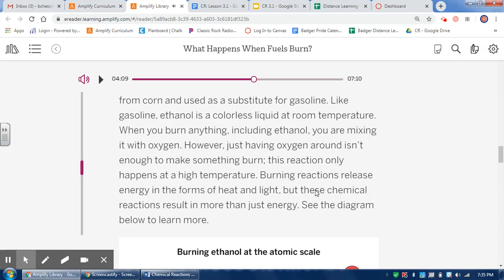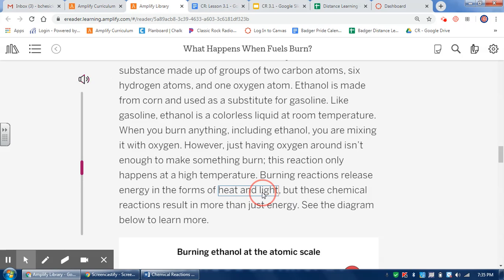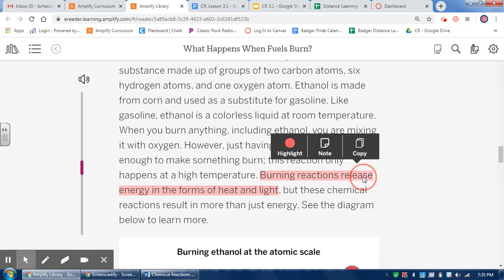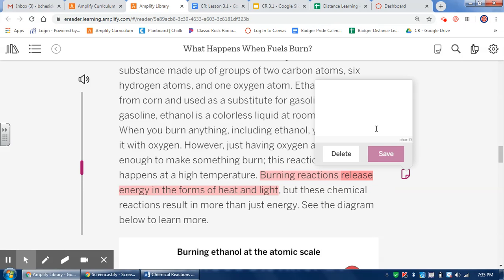Okay, right here, burning reactions release energy in the form of heat and light. I'm going to highlight this. Should probably highlight the whole thing, because my question would be here, my car wants to move.